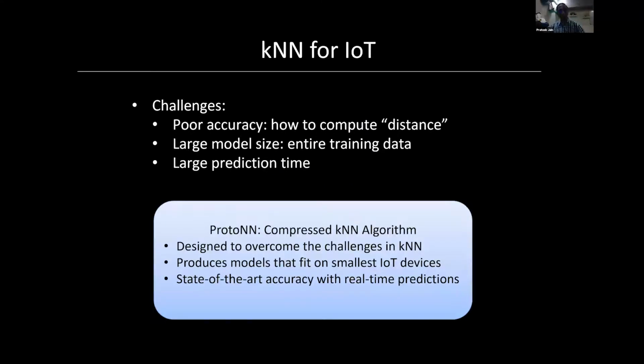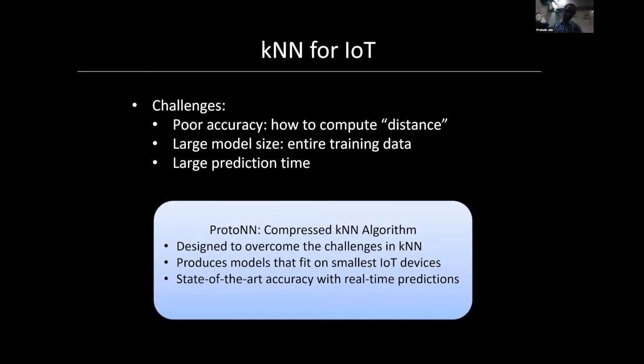You can say that I will use maybe the L2 distance between my data points or L1 distance, but that need not be the ideal distance for your particular classification problem or your particular supervised learning problem. Then on top of that, the model size is really huge for such a method because you have to store the entire training data so that you can run k-nearest neighbor on it. And because of that, you also have very large prediction time.